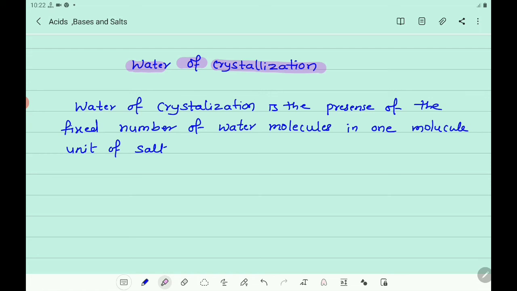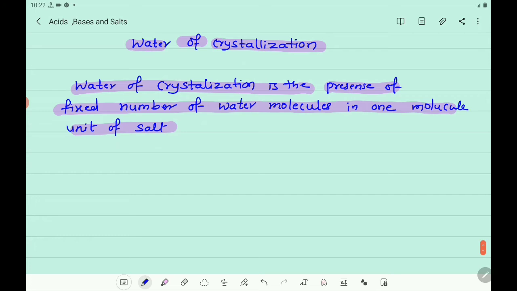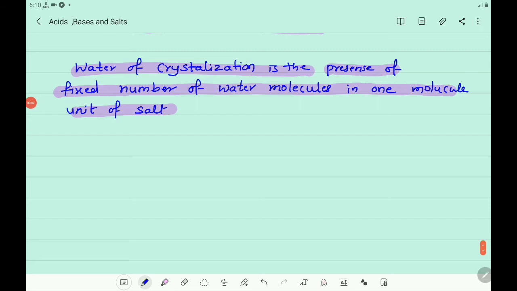What is water of crystallization? Water of crystallization is the presence of the fixed number of water molecules in 1 formula unit of salt. It is the presence of what? A fixed number of water molecules in 1 formula unit of salt. You can take an example.